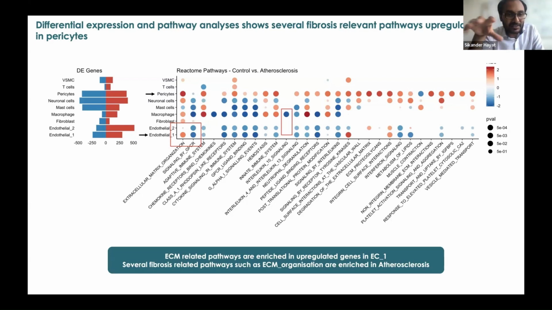What is very interesting is that these endothelial populations 1 and 2, which we define by DKK3 and ACR1 marker genes, show different features in terms of differential expression and the pathways. I'll come to that in the next few slides. But you will also see that the pericytes were showing a lot of dysregulation, and a lot of the pathways were upregulated in pericytes, shown with the red color.